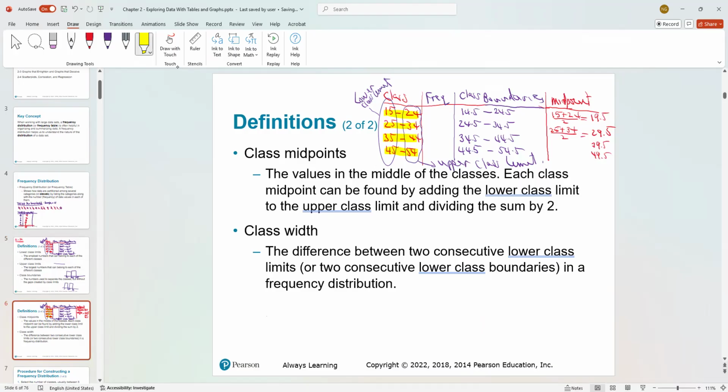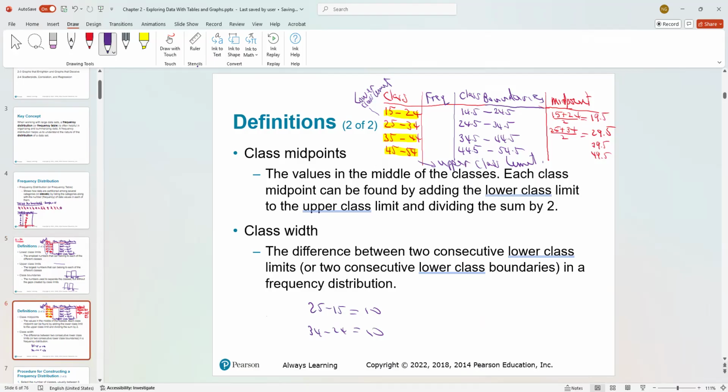But how did we compute the width? We find the width by subtracting the two lower limits. So the width here can be 25 minus 15, you see that's 10. Or if you want, you can do 34 minus 24, it's also 10. And any two consecutive upper limits or any two consecutive lower limits would be exactly 10.